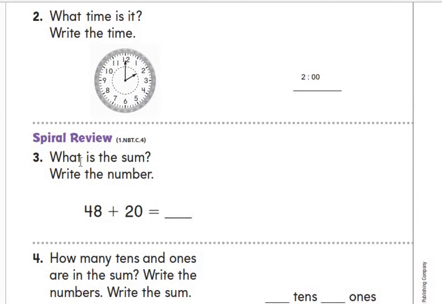Okay, this is our revision. What is the sum? Write the sum. So again, we start with the ones. 8 in the ones, 0 in the ones. So 8 plus 0 equals 8. Then we continue with the tens, 4 tens, 2 tens. So 4 plus 2, yes, it's 6. So the answer will be 6 in the tens, 8 in the ones, so it will be 68.